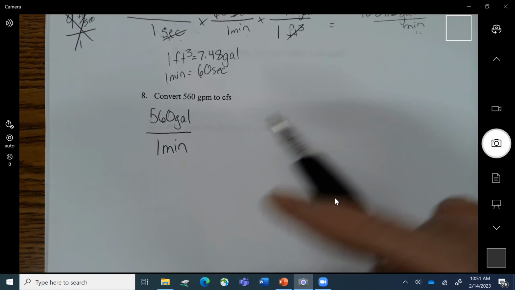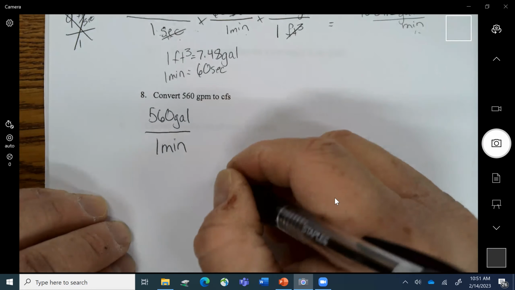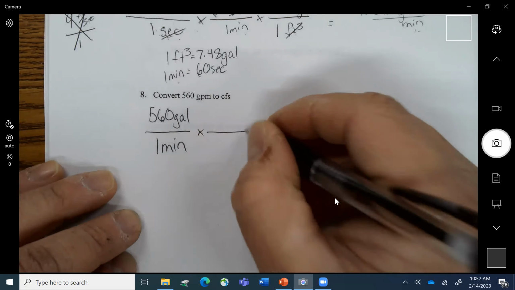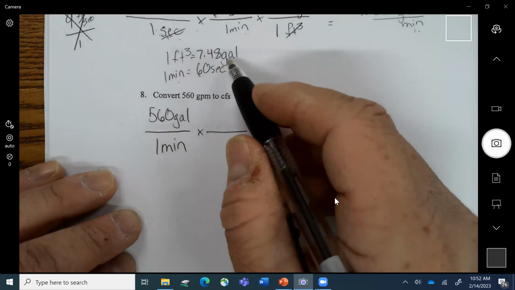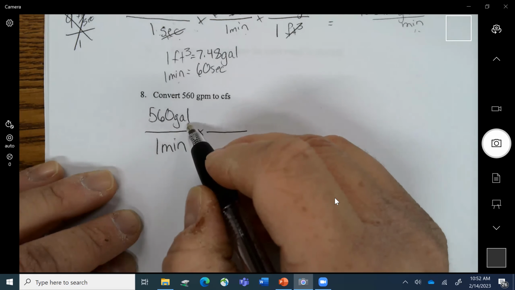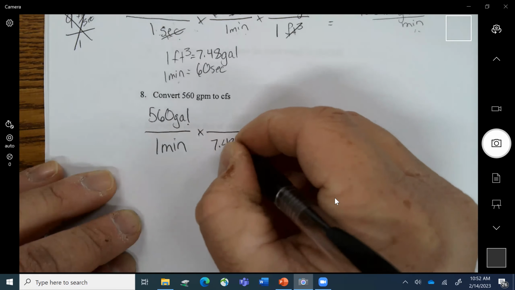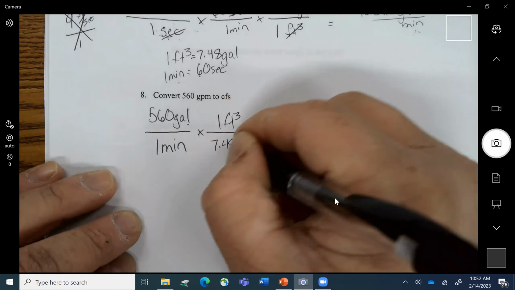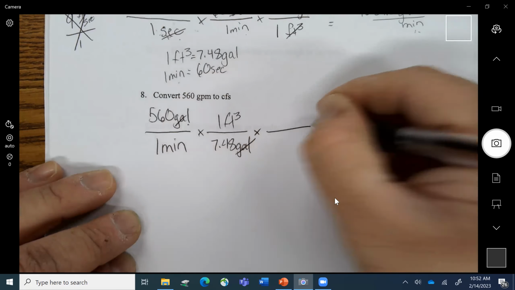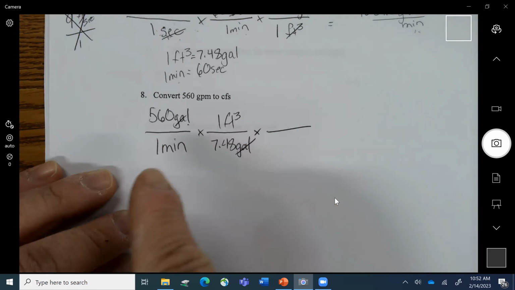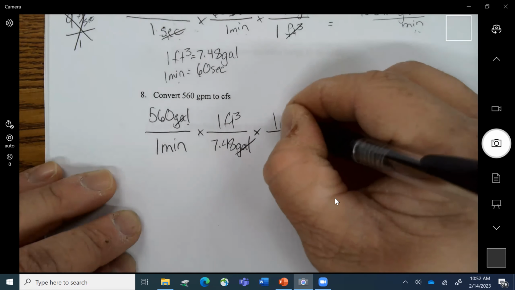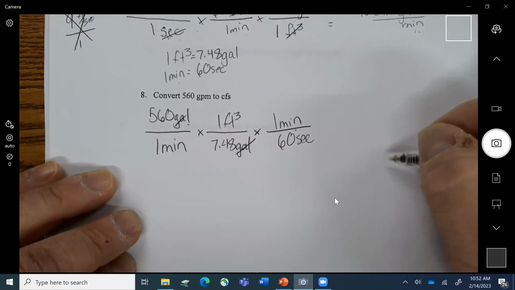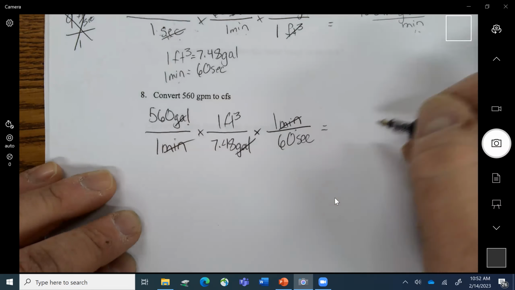I'm going to need the same conversion factors I used right here. I'm going to start with gallons. I usually start with a top unit just to get rid of it. If gallons are on top, where do my gallons have to be to cancel? They have to be on the bottom here. That puts my cubic feet up here. Gallons cancel. Now, if minutes are on the bottom, where do minutes have to go to cancel? On the top. 1 minute equals 60 seconds. So that cancels minutes.